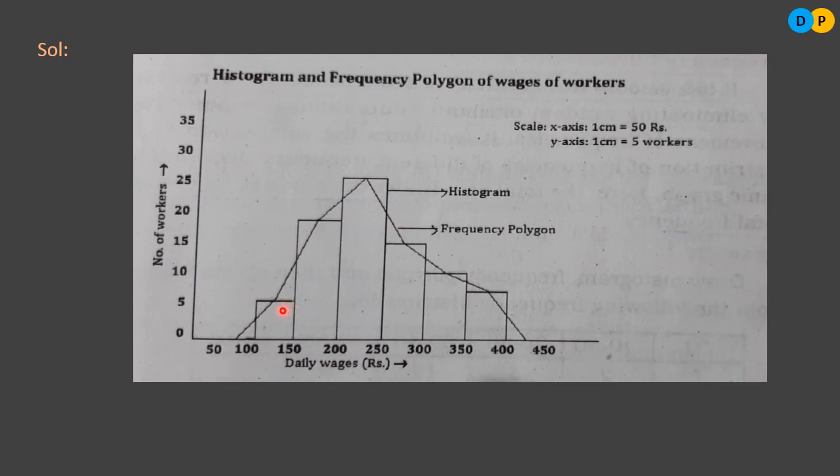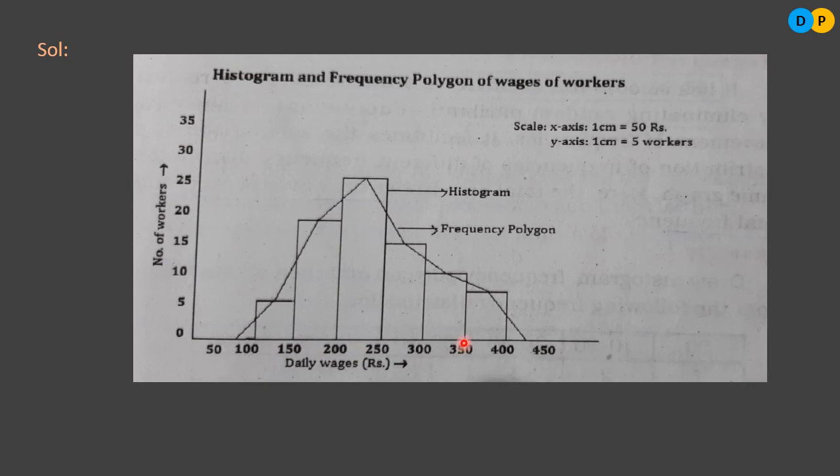After making the markings, we need to join them by straight line segments. And what about the broken end points? These broken end points need to be joined to the x-axis. For that, we have to consider an imaginary class interval. 100 to 150 is the beginning class interval. So what will be the previous one? The previous one will be 50 to 100 because the width is 50.